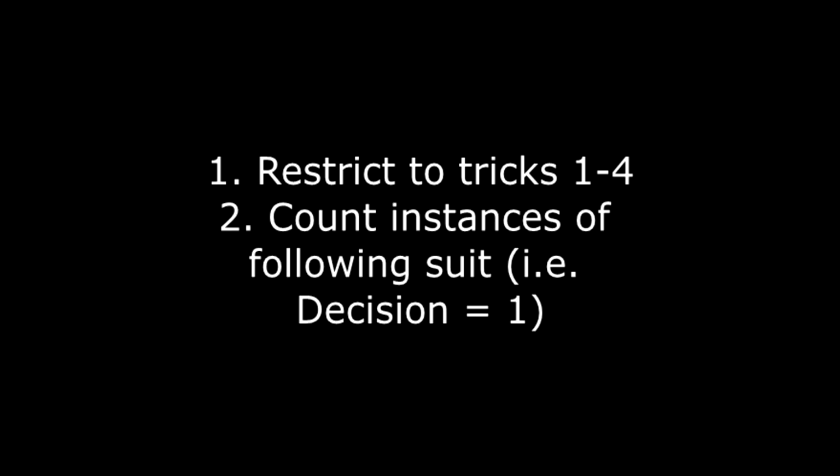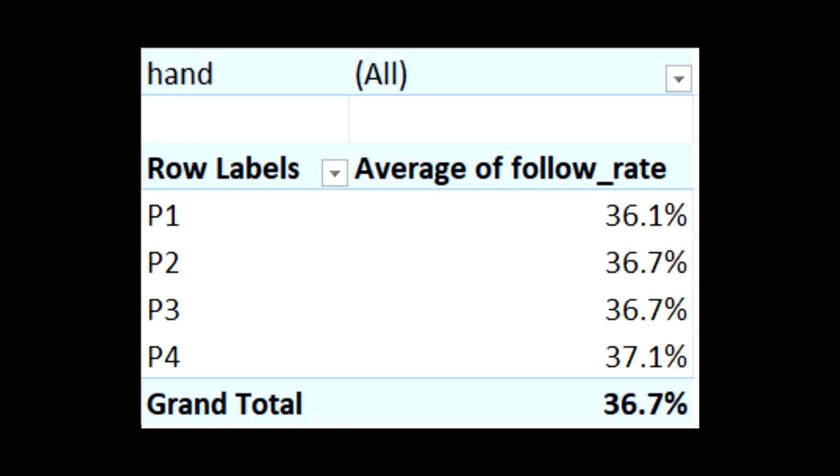1, restrict to just tricks 1 through 4. I eliminated trick 5 because you only have 1 card left at that point, and therefore you don't really make a decision per se. And 2, count how many times we play the only card that follows suit, or the decision made is decision number 1. And that's all I had to do. Turns out it's 36.7% of the time. So just over a third of all decisions, if someone else leads, you'll be forced to play a given card.